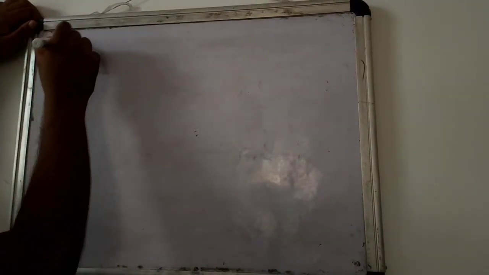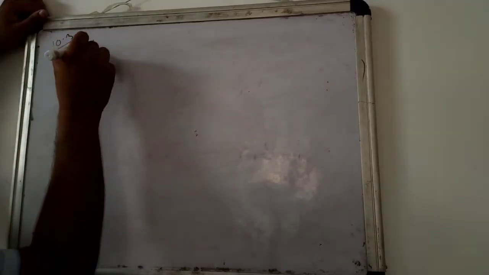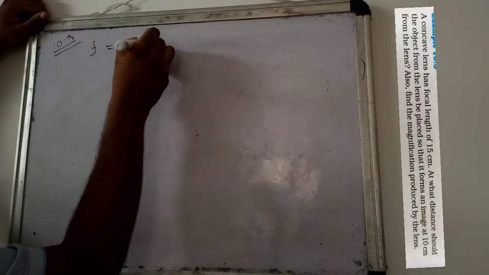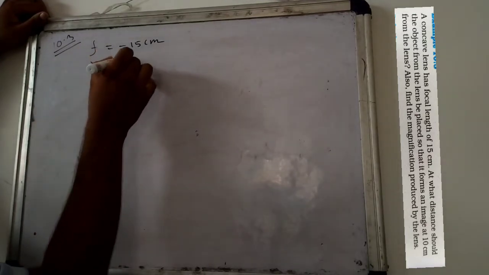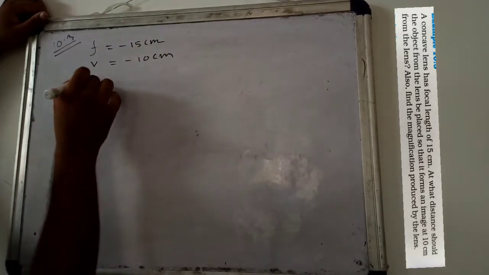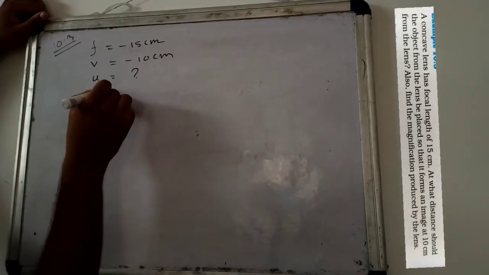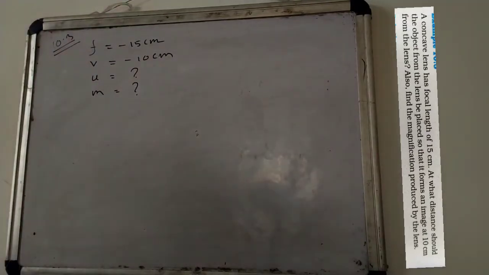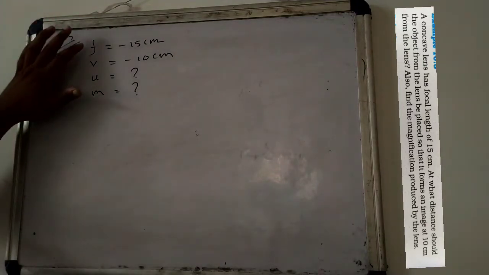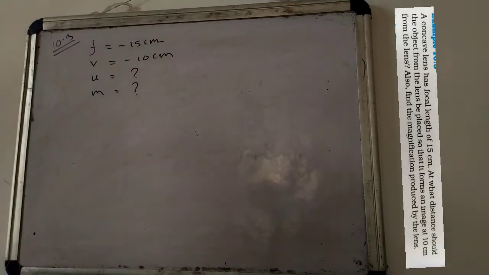So today our first question will be Example 10.3 in your NCERT book. In this question, a concave lens is given whose focal length is 15 centimeter. Since it is a concave lens, focal length will be negative. Image distance is given, which is minus 10 centimeter. Object distance we need to calculate, and magnification we need to calculate. So for a concave lens, focal length, image distance, object distance all are negative.